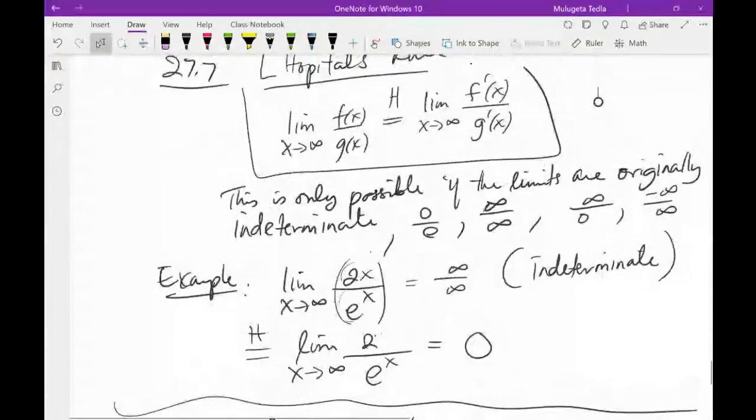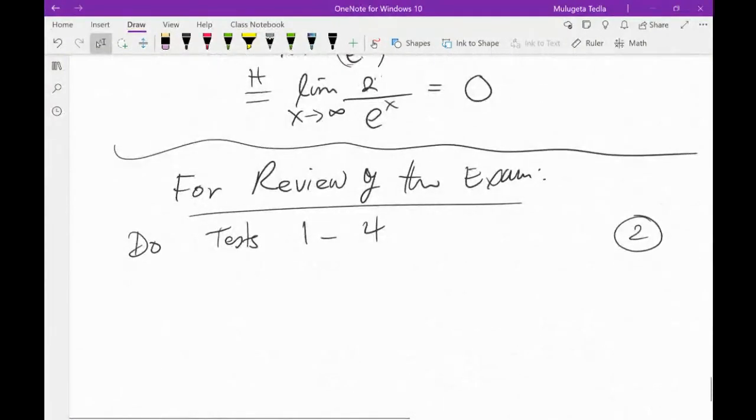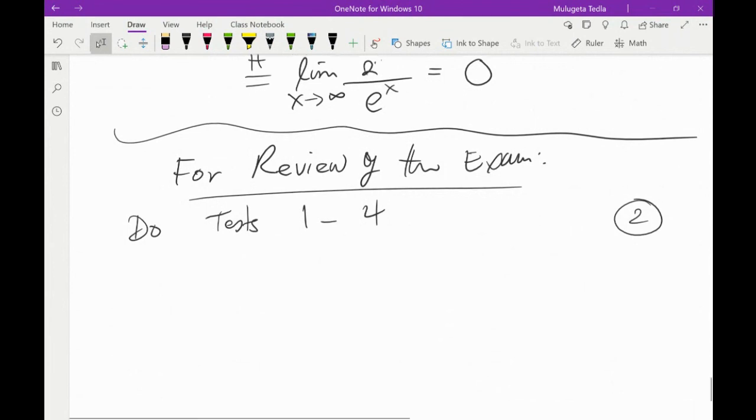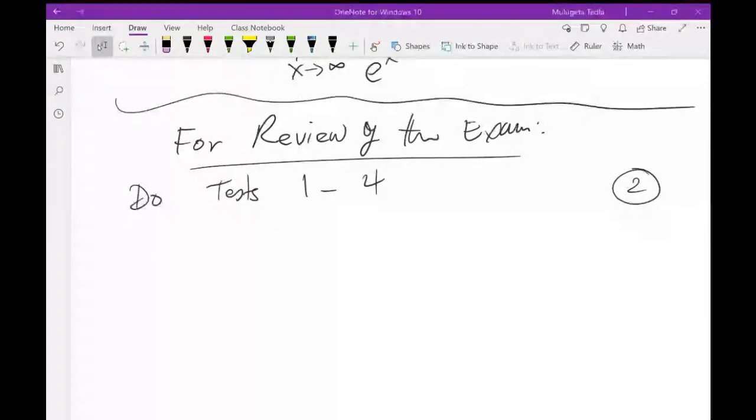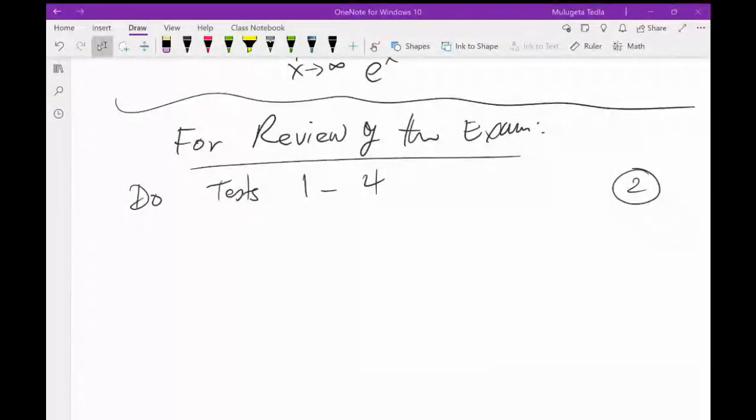I think I need to pay attention to the students who haven't been doing well, in the 2-hour class coming next, and help them boost their marks. And then we're going to do test-like questions from the tests. So is Dima's question answered? Thank you. Okay. So for review of the exam, do tests 1 to 4, and you will have answers and tests in there.